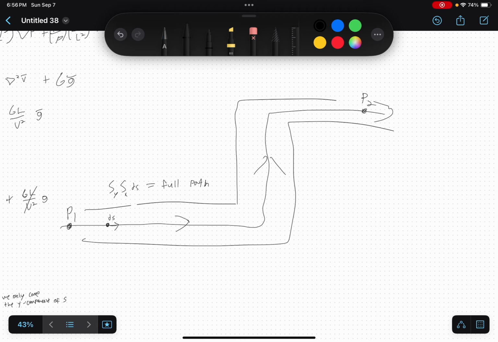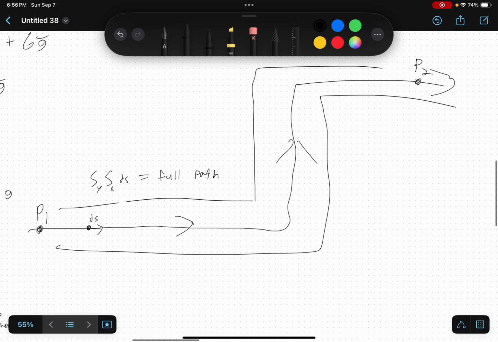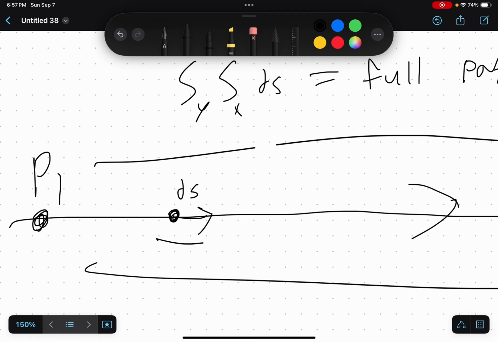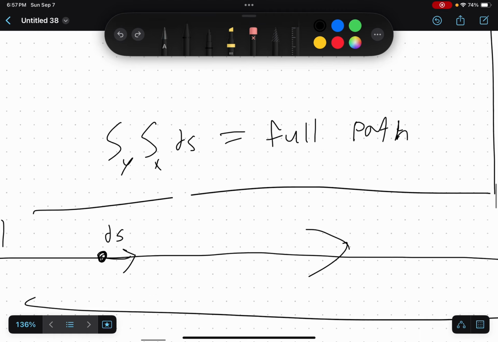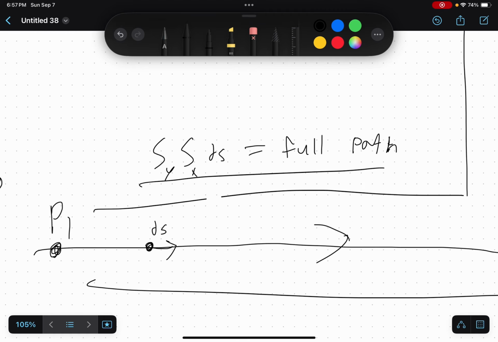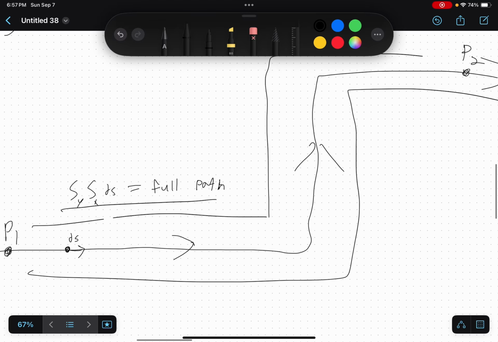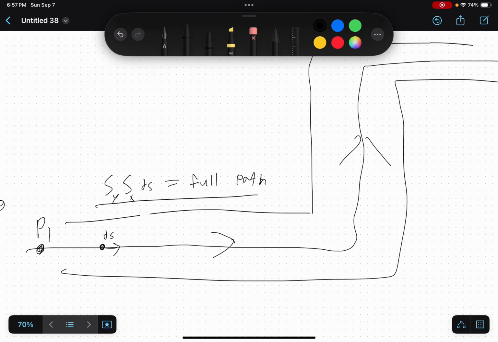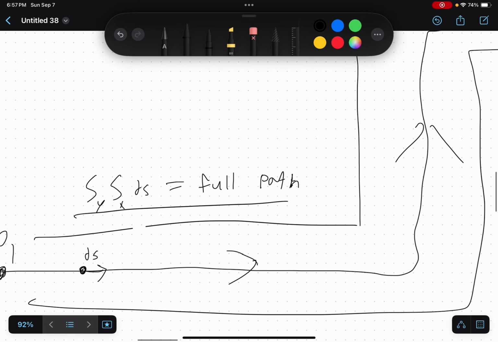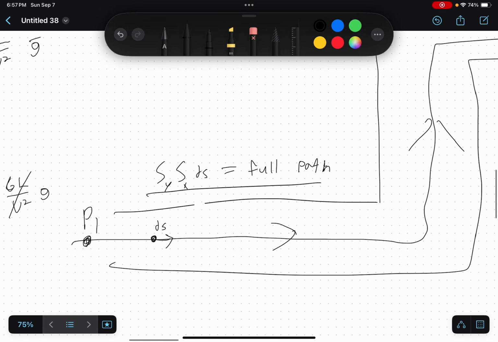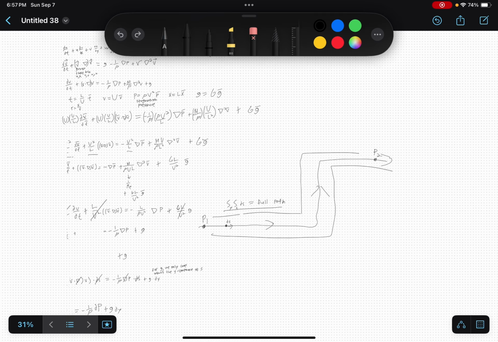In order to project Navier-Stokes or any equation along a line, you dot product the equation with the direction of the line. The direction of the line I'm going to call ds. The idea is if you integrate ds along x and y, and z also if there's a third dimension, but in this case just two dimensions, then you'll get the length of the full path.